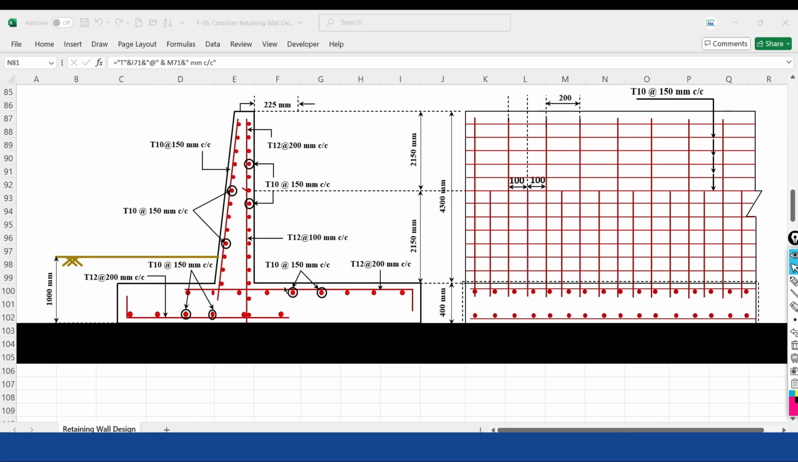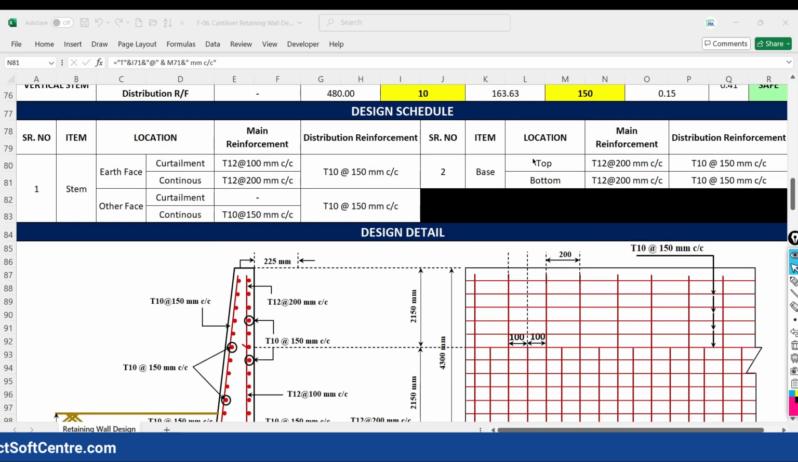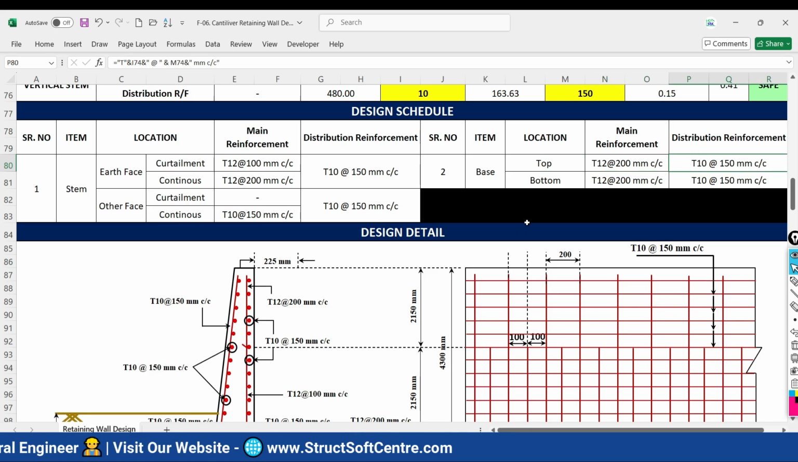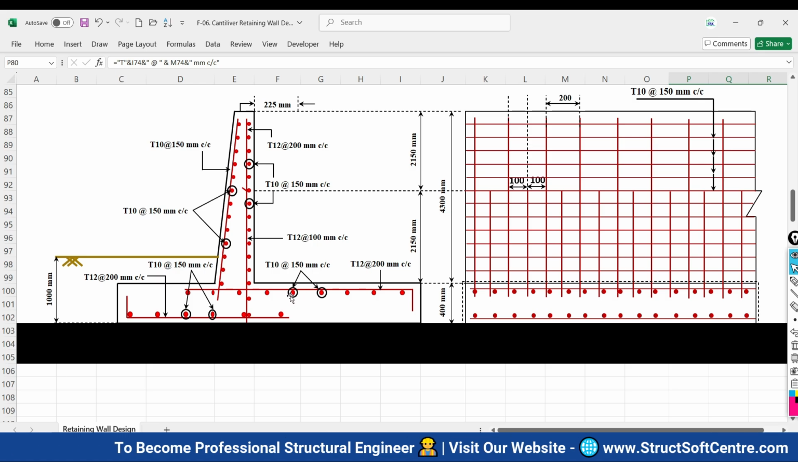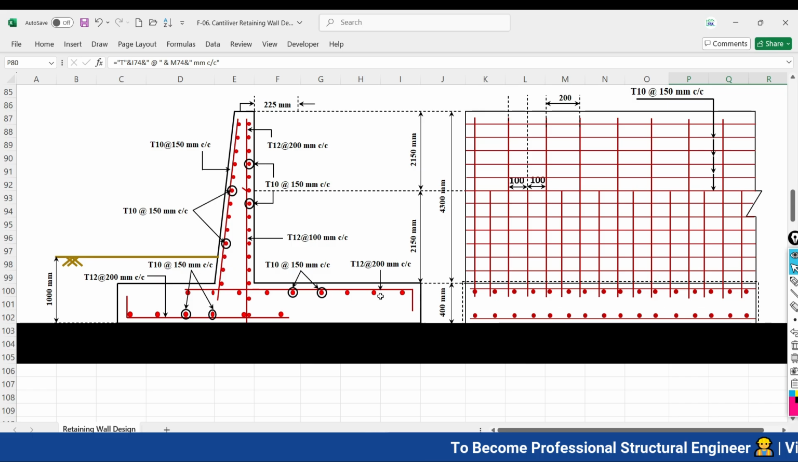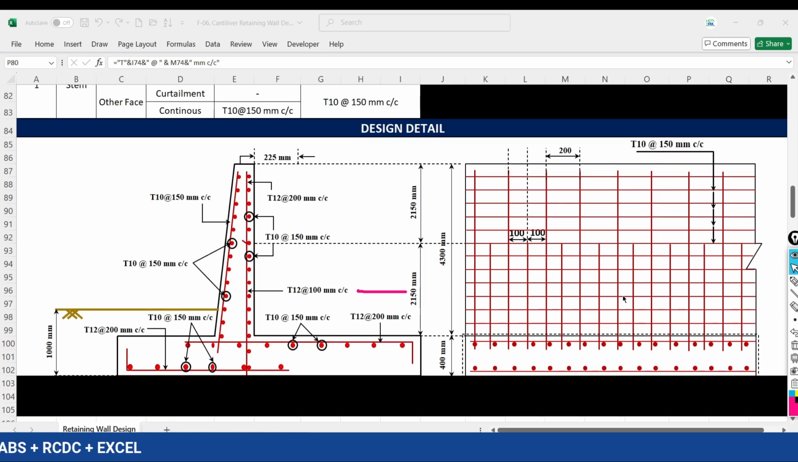Now for the heel portion, or for the top bars, 12 at 200 mm center to center, distribution as 10 at 150 mm center to center. So this is also present here by the circle, which is the distribution reinforcement 10 at 150 mm center to center, and this line represents the main bars, 12 mm diameter bar at 200 mm center to center. So this is the complete detailing of your cantilever retaining wall with a flat backfill.